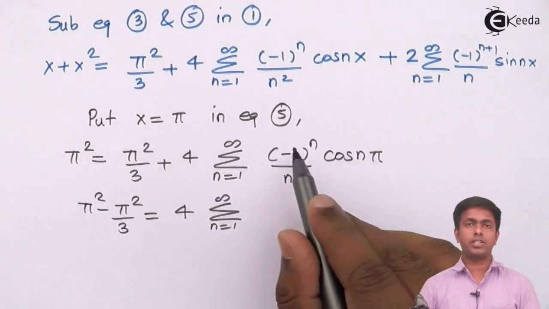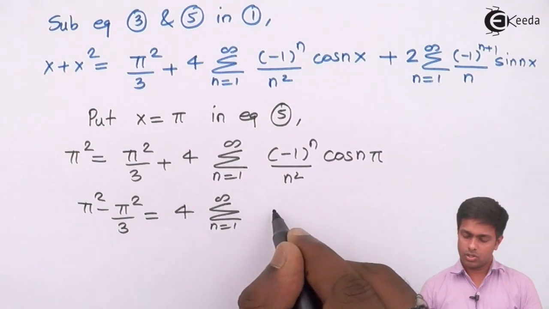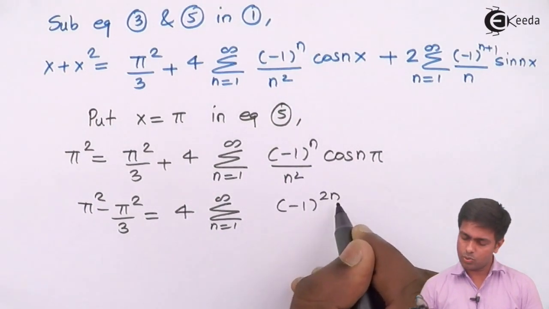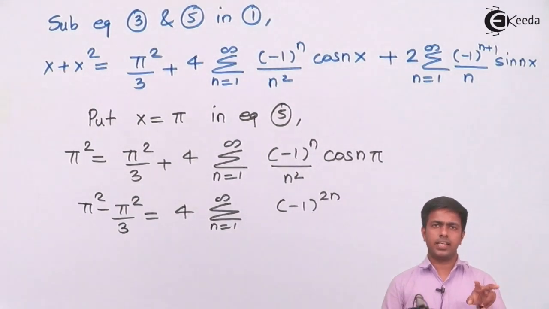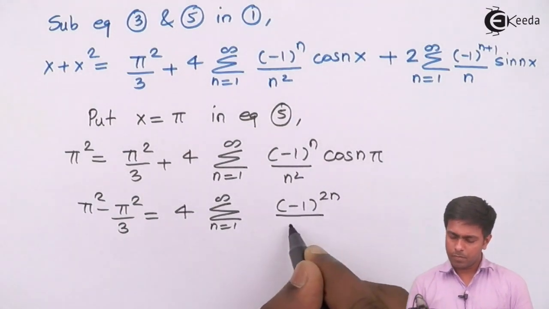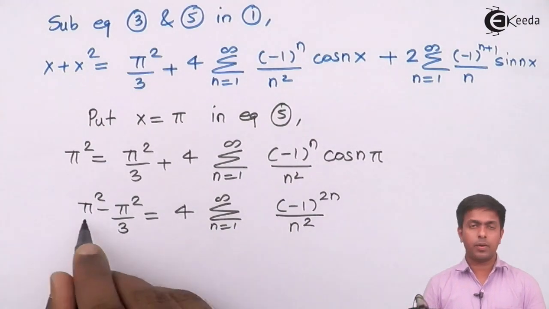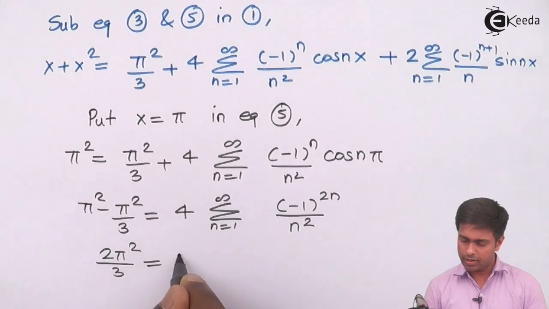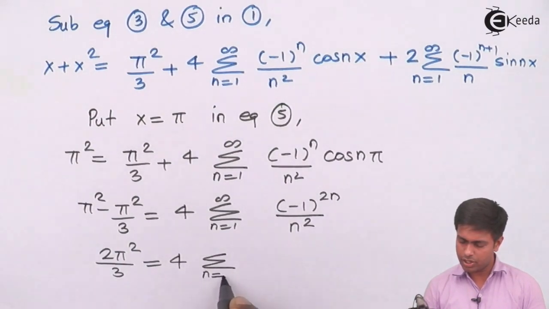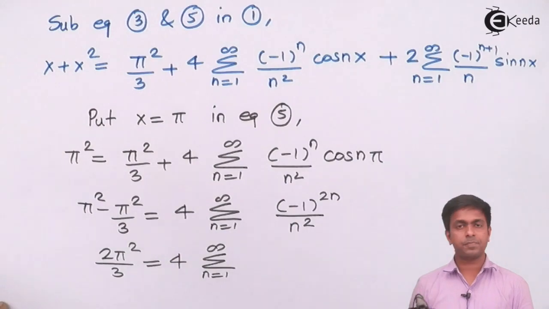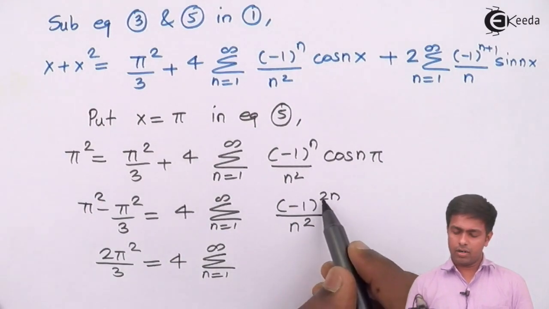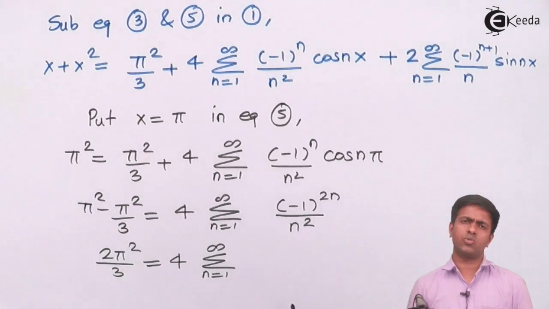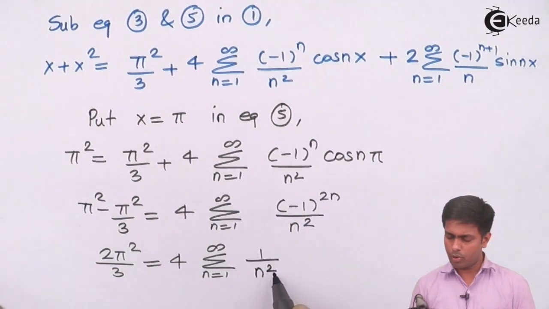Now this is minus 1 raised to n into minus 1 raised to n, so that will become minus 1 raised to 2n, because if the base is same we can add the powers, upon n square. So if we subtract, 3 pi square minus pi square, that is 2 pi square by 3, equals 4 times summation n equals 1 to infinity. Now guys, here if I take 2 inside, minus 1 square is 1, so that will become 1 raised to n, and guys 1 raised to n is 1, so we'll get 1 upon n square.